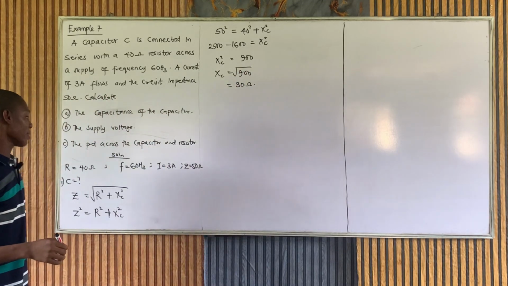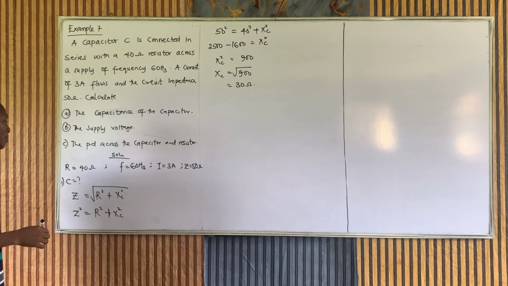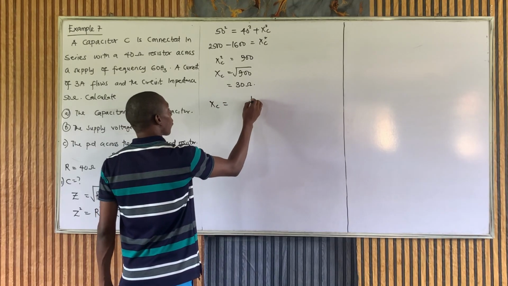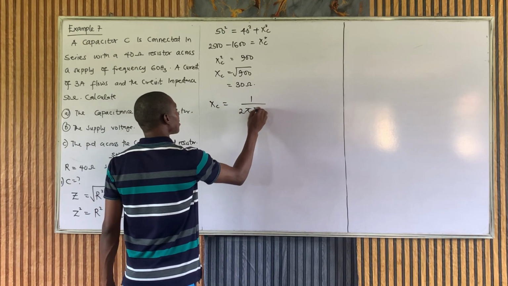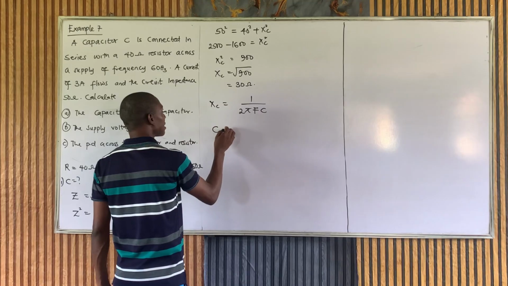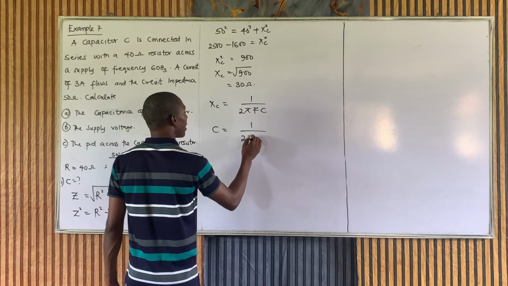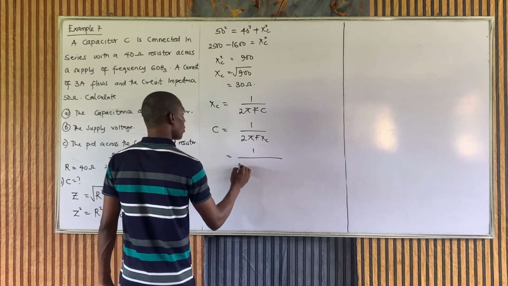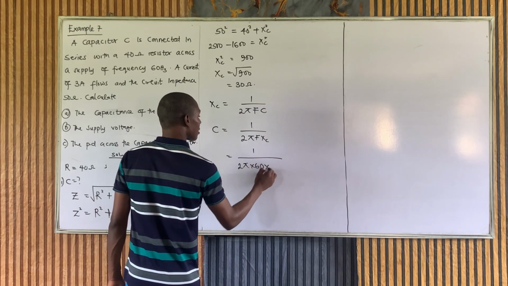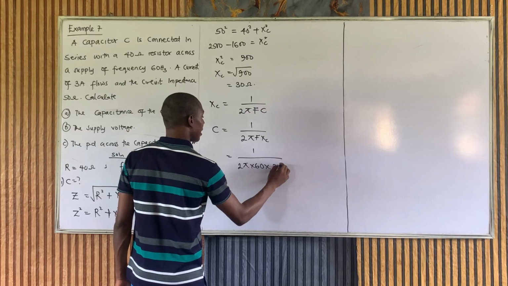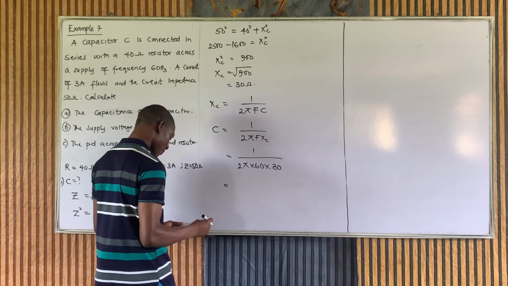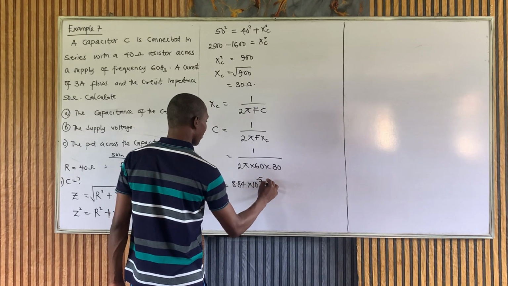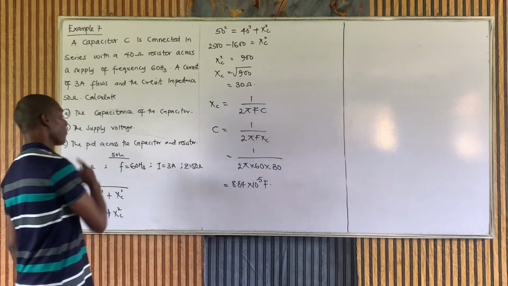So we've gotten our XC now, which is capacitive reactance. Now we can get our C, capacitance. We know that XC is equal to 1 over 2 pi FC. So making C the subject of the formula, C will be equal to 1 over 2 pi F XC. And that is 1 over 2 pi times 60 times our XC, which is 30. If we do this, we are going to have 8.84 times 10 raised to minus 5 farad. So we've done the first one.